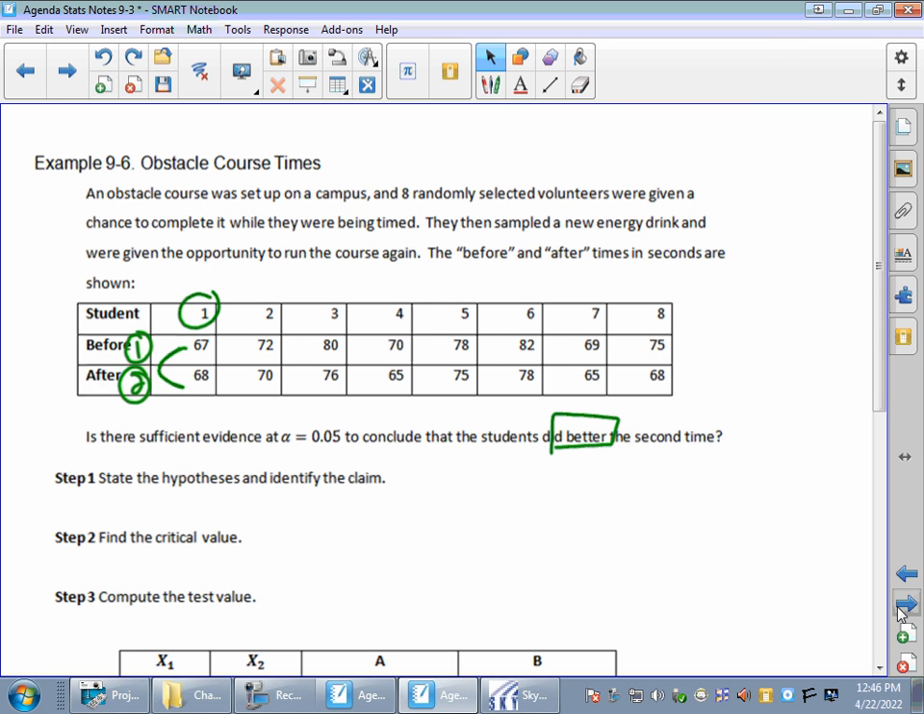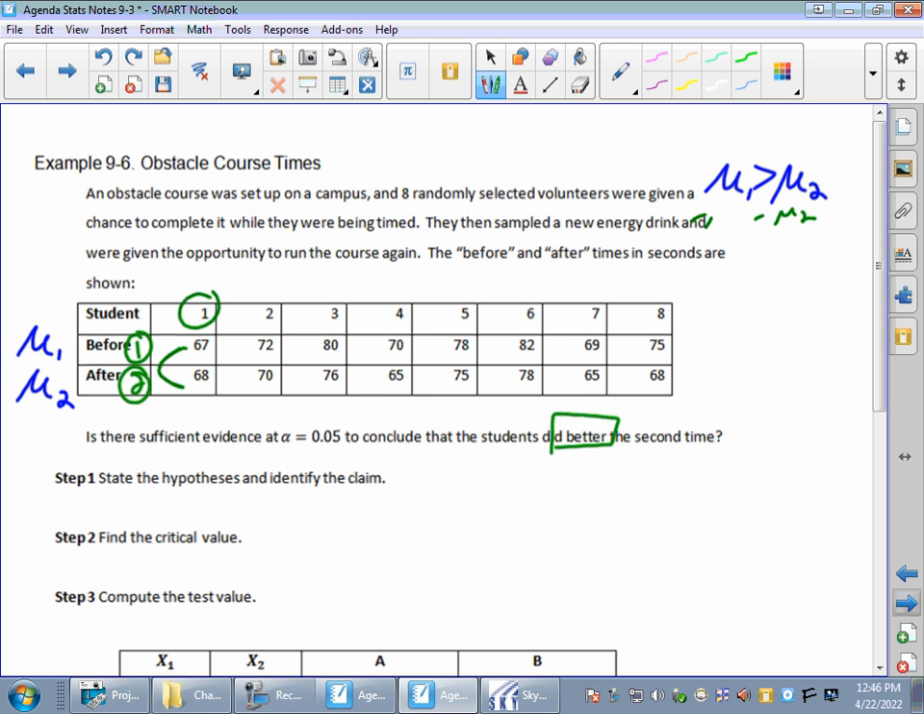Before we do anything, I'm going to write that down again. If this was mu sub 1 and this is mu sub 2, I want you to see where this is coming from. We want mu sub 1 to be greater, right? They did better, they were faster the second time. So the times for mu sub 1 are greater than mu sub 2, which means if we subtracted mu sub 2 from both sides, mu sub 1 minus mu sub 2 should be greater than 0. Well, mu sub 1 minus mu sub 2 is the difference of the means. That's mu sub D.